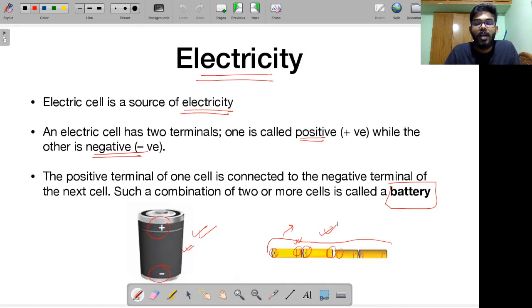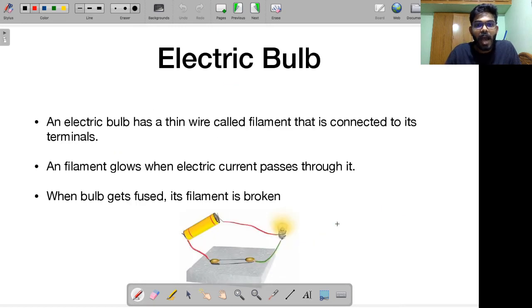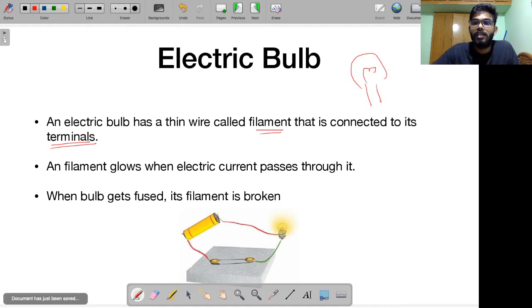Let us talk about how a light bulb glows. An electric bulb has a thin wire called the filament. This is connected between the two terminals. Inside the bulb, it is usually made of tungsten. When this connection is broken, you will see that the bulb is no longer working. When electricity passes through this thin wire, it starts to light up. A filament glows when electric current passes through it. When the bulb gets fused, the filament is broken, and the bulb can no longer be used.